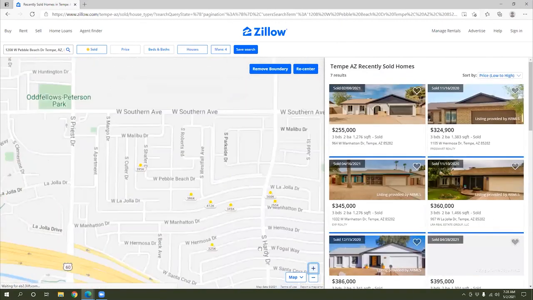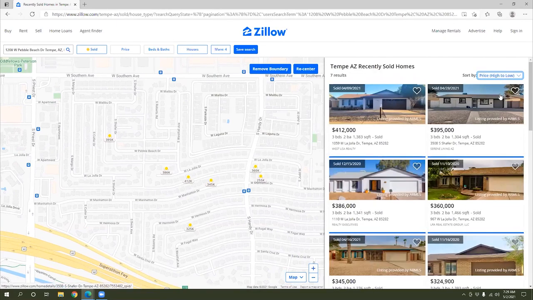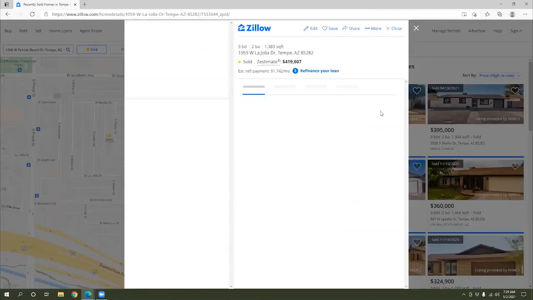And we need to zoom in just a little bit because we're too far out to find reasonable comps. All right, so we were on Pebble Beach. So all of these would possibly be comps. Let's go over here on the right-hand side and sort these priced high to low. And we can see right here, I'm getting all excited. This is pretty close. It just sold April 9th of 2021. It was 3 bedrooms, 2 baths, 1,383 square feet, 2-car garage. So let's see what this one looks like.